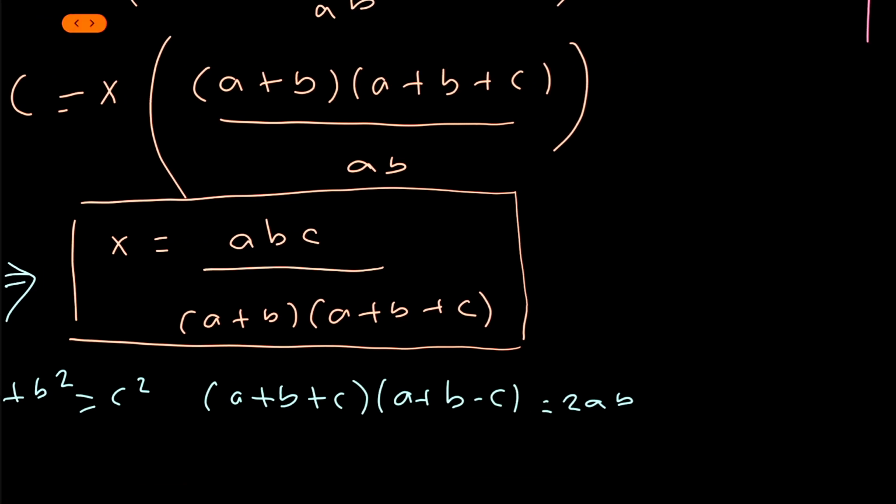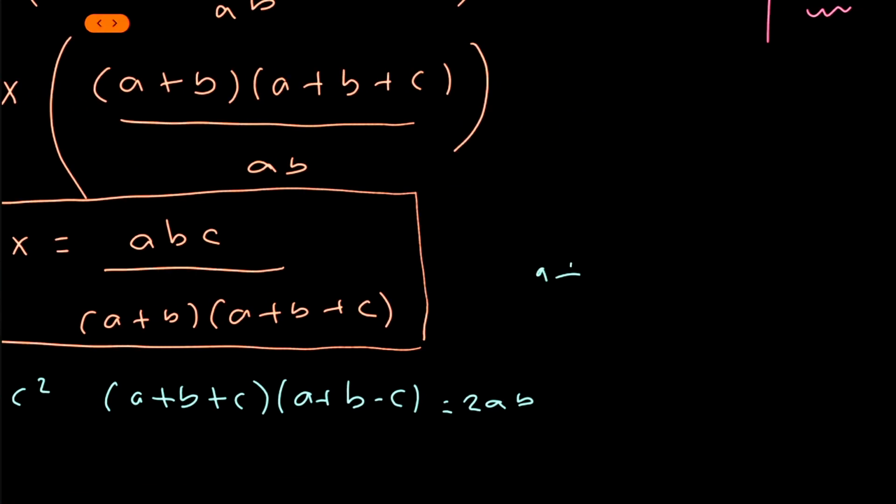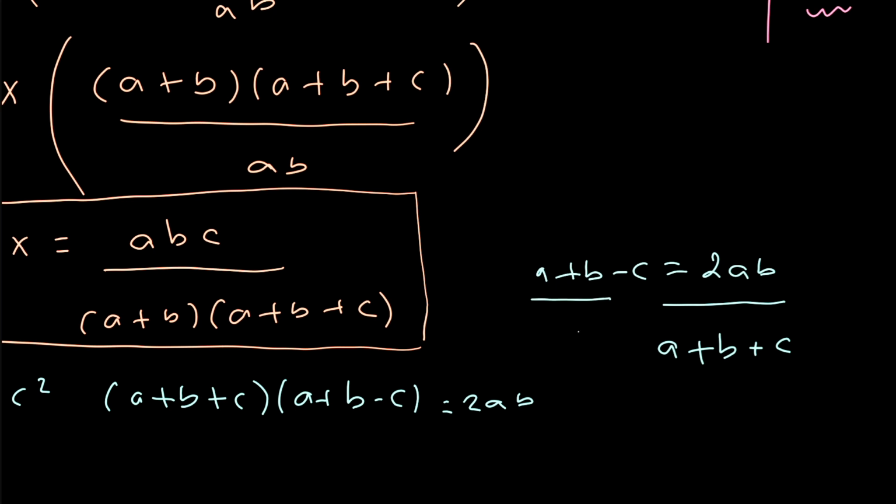Now I can divide a plus b plus c on both of the sides, so I will get a plus b minus c equals 2ab divided by a plus b plus c. Now I can divide by 2 on both of the sides, so that 2 will get cancelled out. Now I will simply multiply c on both of the sides, so abc divided by a plus b plus c would be equal to ac plus bc minus c square.